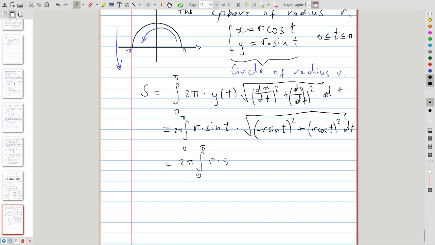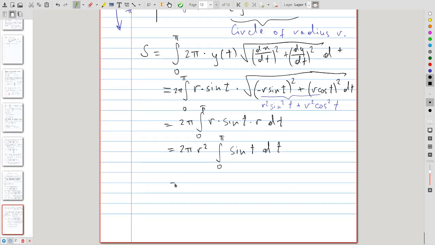r times sine t times, in here we can simplify these two terms. What these two terms give us is r squared sine squared t plus r squared cosine squared t. And so together they amount precisely to r squared. That is r squared under the radical. We take the square root, we get simply r. So this is the expression we have to integrate all in all. And it's equal to 2 pi r squared times the integral from 0 to pi of sine of t dt. So it's a very simple integral here.